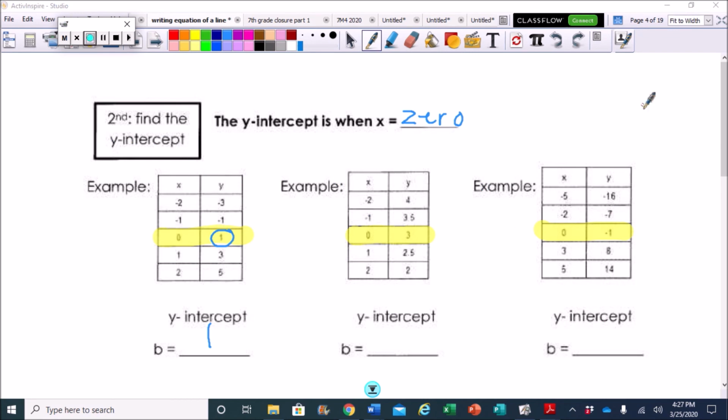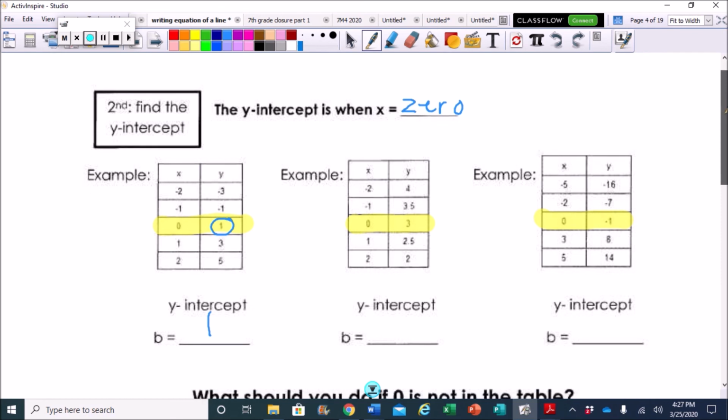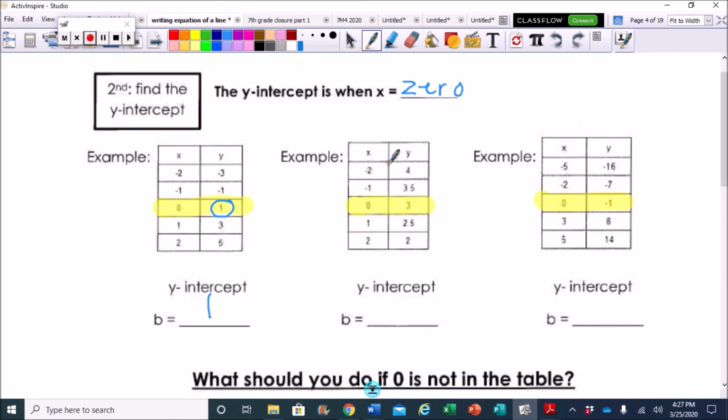Now we're going to find the y-intercept from a table and write an equation. So to find the y-intercept, we have to find where x is 0. So right here, I have 0, 1, so my y-intercept is 1. Then the next one, I have 0, 3, so my y-intercept is 3. Then 0, negative 1, so my y-intercept is negative 1.